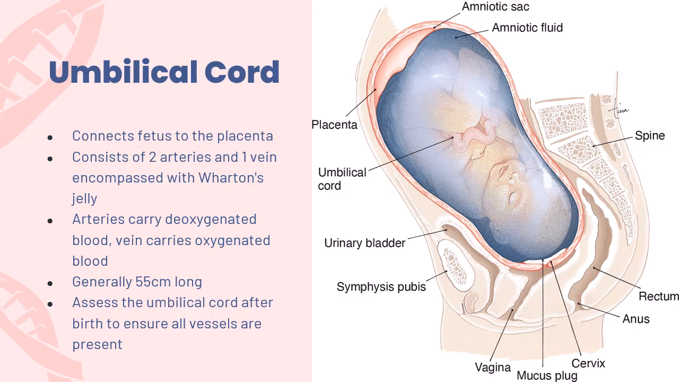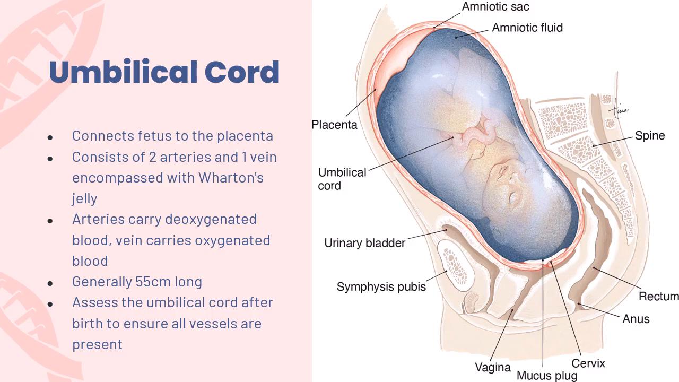Okay, so the umbilical cord connects the fetus to the placenta. It consists of 2 arteries and 1 vein, encompassed with Wharton's jelly. So I don't know how many of you have felt an umbilical cord yet, but it's very gummy, very much like Jell-O, honestly. And that's what the Wharton's jelly is. It's just very protective. It's kind of different in these babies. So the arteries are going to carry deoxygenated blood, and the vein is going to carry oxygenated blood.